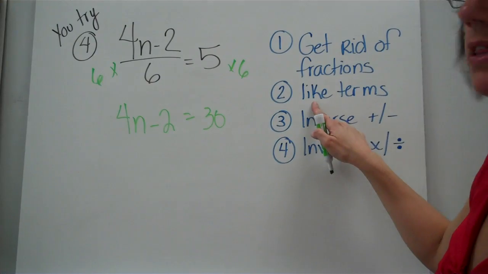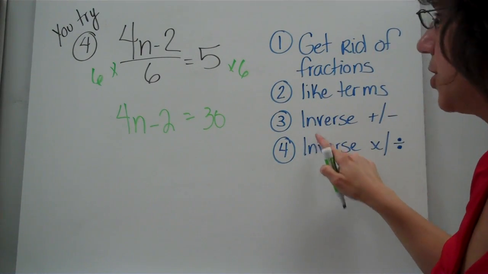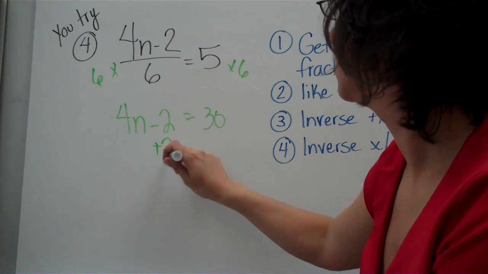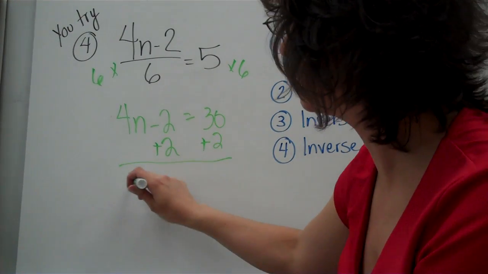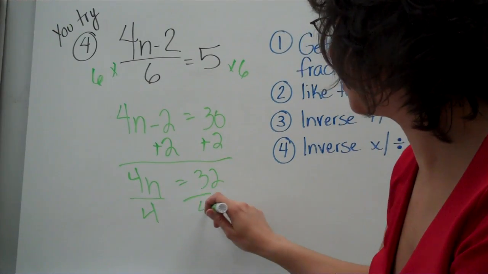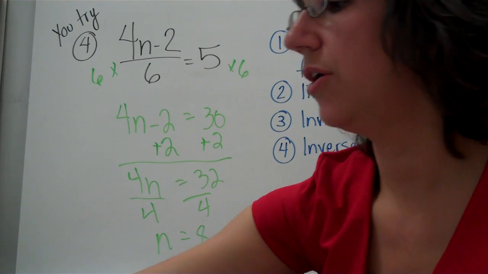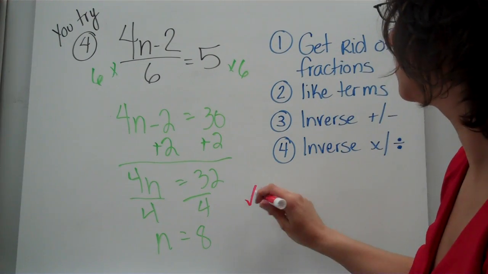And now we're going to do any like terms. I don't have any like terms to smush together here. So now I'm going to go for my inverses. Inverse of adding and subtracting. Inverse of multiplying and dividing. N equals 8. All right, let's check our answer and see how that works.